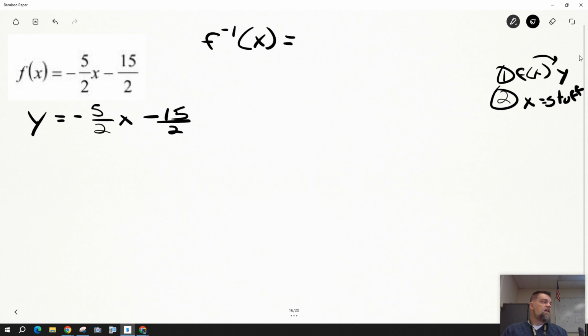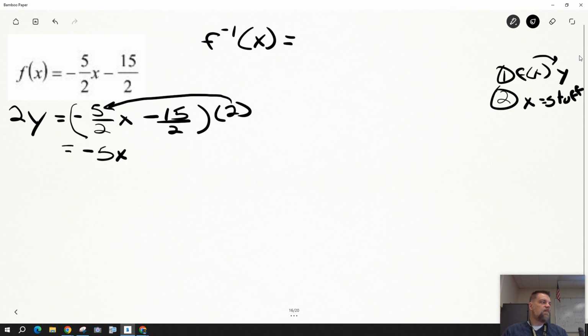So let's do that. What's not fun about this is that I have 2's in there. I have fractions, this over 2, this over 2. An old trick is if I multiply everything by 2, I can eliminate that. When I multiply this by 2, I'm left with just negative 5x, because the 2's will cancel. This 2 will cancel with this 2, but it also will cancel with this 2. So I get 5x minus 15 is equal to 2y.